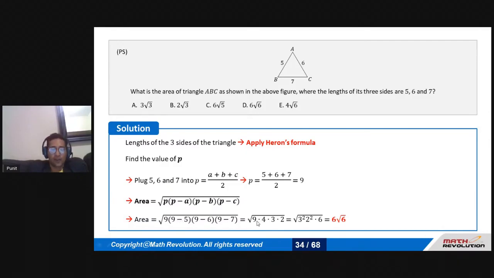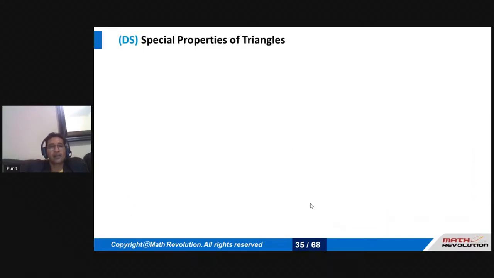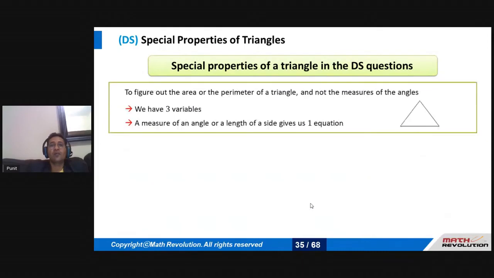The square root of 9 is 3. The square root of 4 is 2. So 2 times 3 is outside. The square root of 3 times 2 remains inside. That's 6 root 6. Answer goes as D. Simple. Let's talk about the spatial properties.